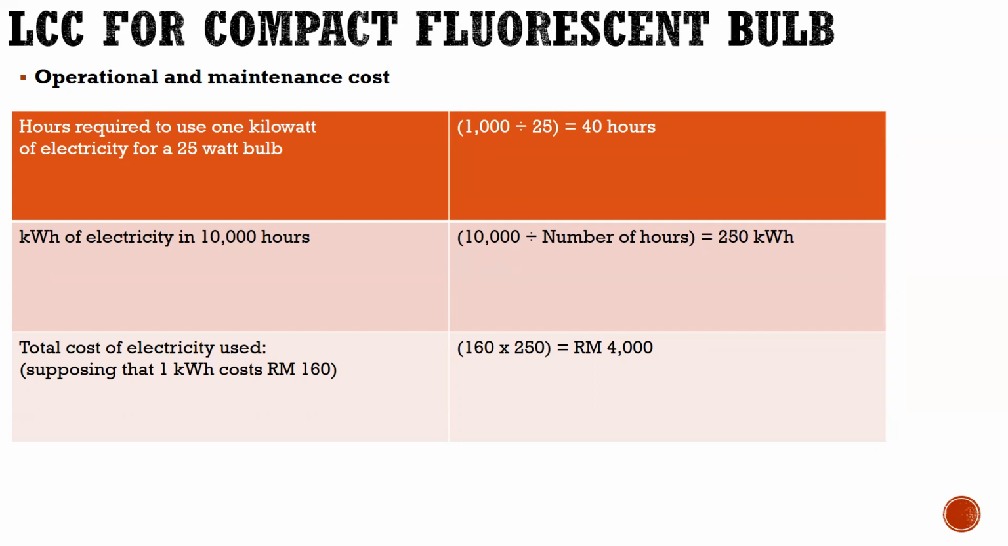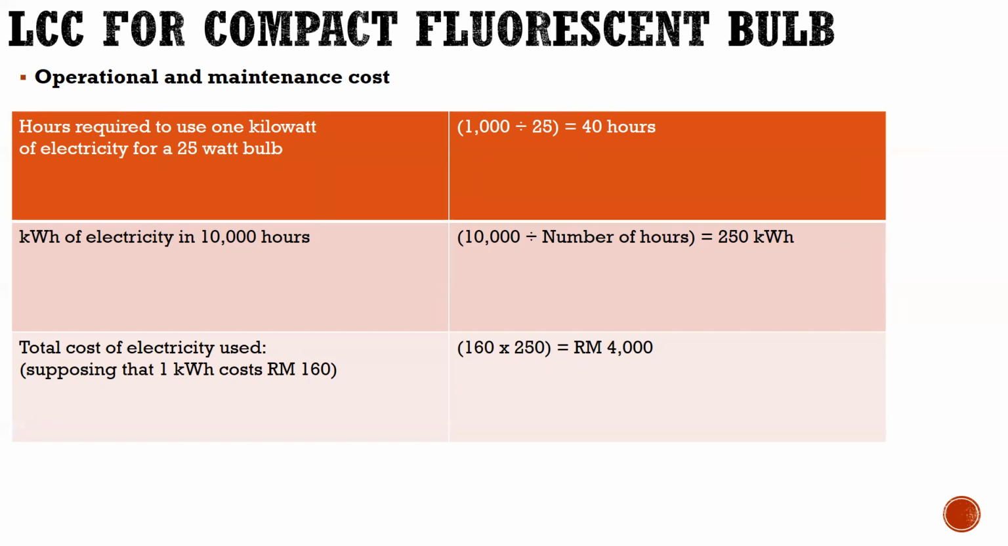Number of hours, that is 40, which will give you 250 kilowatt. So the total cost of electricity used, supposing that the Malaysia ringgit as before is 100 and for 1 kilowatt costs you 160 Malaysia ringgit. So now we can say 160 by 250 kilowatt will give you 4,000 Malaysia ringgit, and 4,000 Malaysia ringgit is the cost of maintenance and operation for the compact fluorescent bulb.